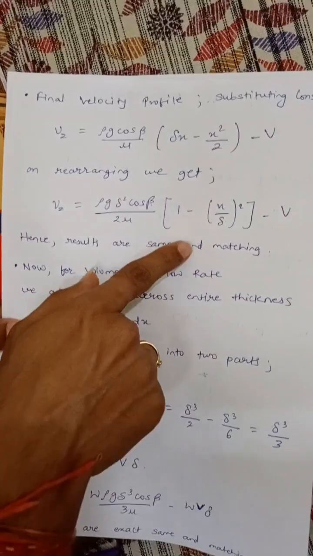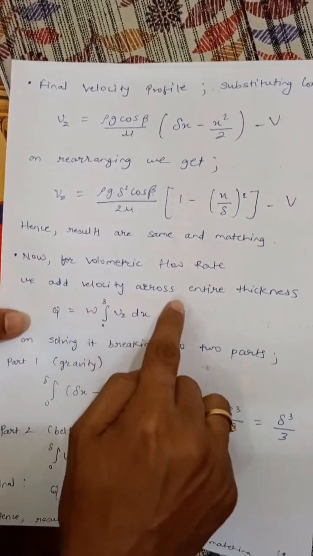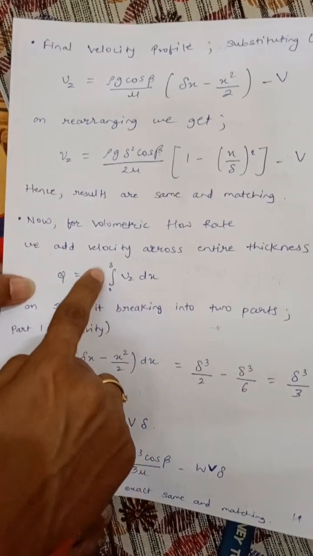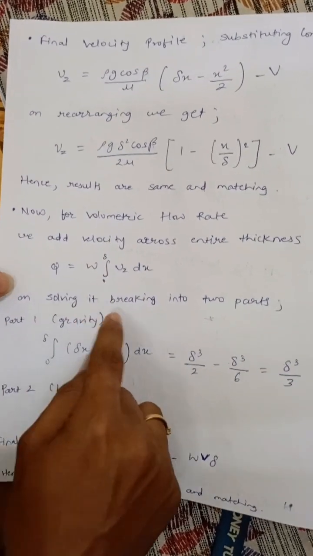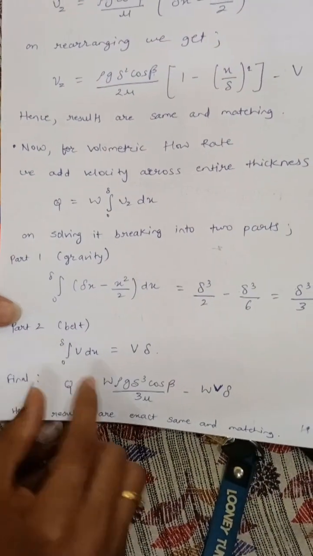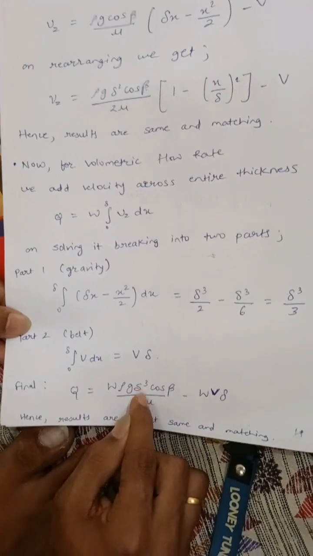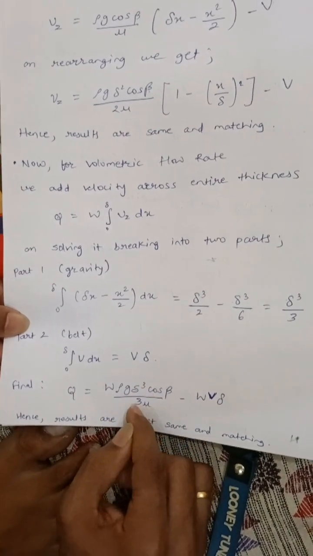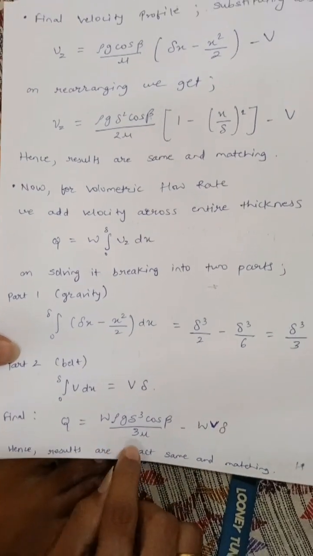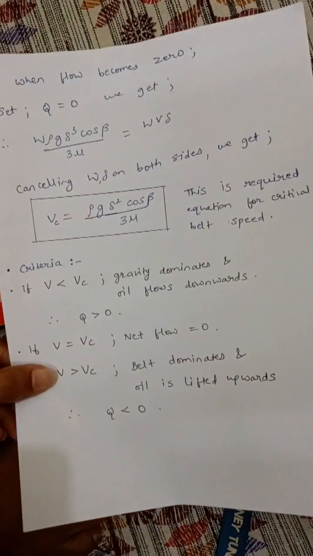Now for the volumetric flow rate, as per the question which was given to show, we add the velocity across the entire thickness. Q is given by W integration from 0 to delta of vz dx. On solving it, breaking into two parts, part 1 for gravity is this, and part 2 for the belt comes out to be this. Final Q is given by W rho g delta cube cos beta upon 3 mu minus W V delta. Hence the results are exactly the same and matching as per the question data given.